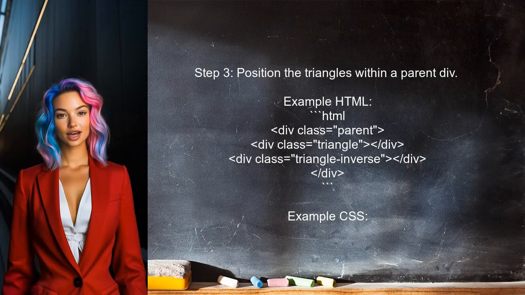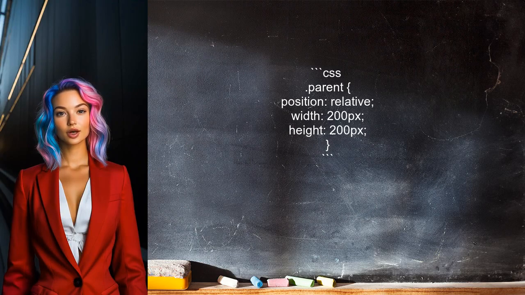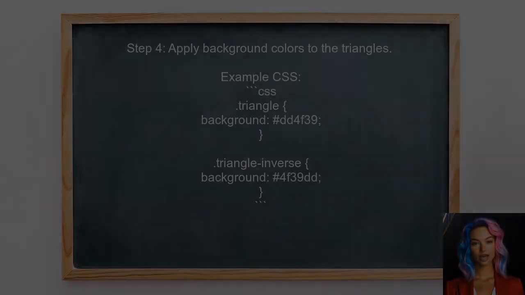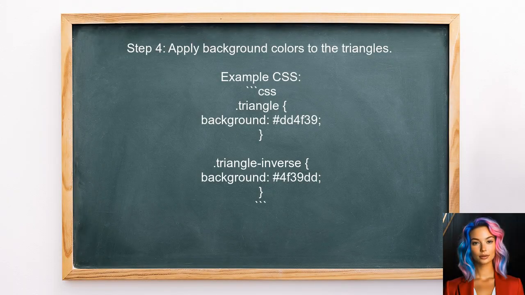Now, the user can position these triangles within a parent div. This will allow them to overlap and create the desired visual effect. Finally, the user can apply different background colors to each triangle to achieve the desired look. This can be done by setting the background property for each triangle.